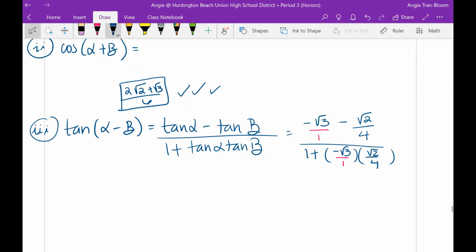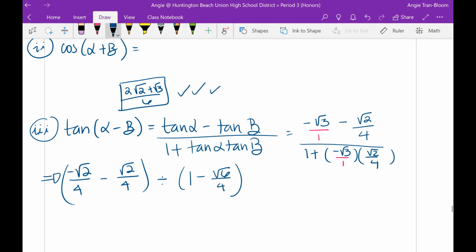First, I have to find the common denominator on the numerator, which is what, y'all? 4. You're right. And again, I'm going to write all the steps out. Some of you already got to the end. And then I'm going to also write division this way. The bottom, I'm going to write 1 minus rad 6 over 4. Are we okay so far with that?